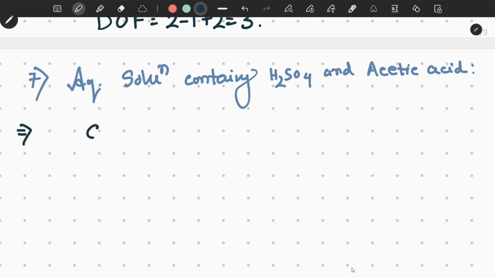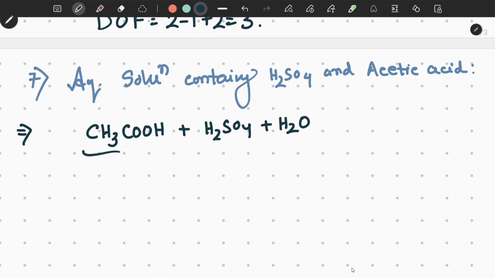What is the reaction? CH3COOH plus H2SO4, plus H2O. So what will be the phase? CH3COOH is not completely miscible in water. But it is colorless. It may be colorless, but it does not dissolve totally.